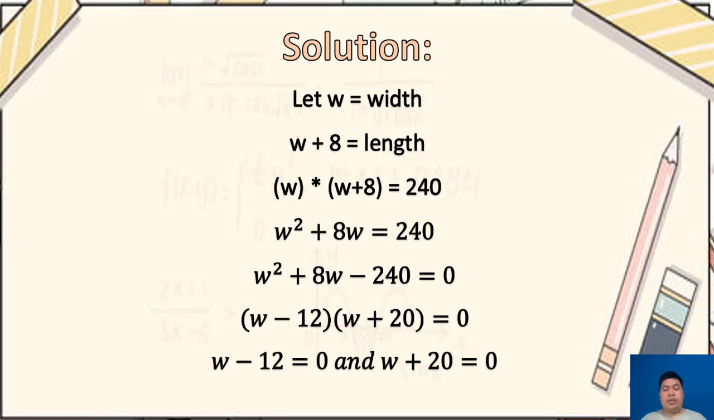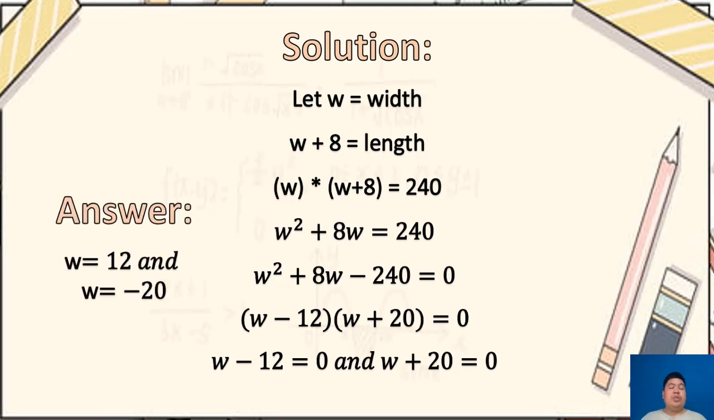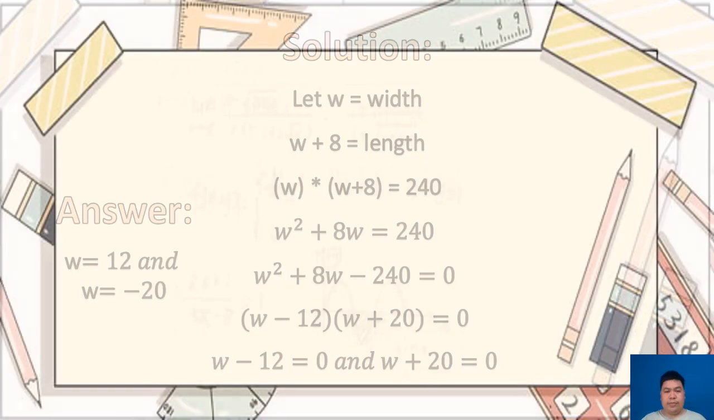So here's our work. W minus 12 is equal to 0 and W plus 20 is equal to 0. Then we will have the answer: W is equal to 12 and W is equal to negative 20. Just remember that we will only use the positive answer. So W is equal to 12. So the width is equal to 12, then the length will be equal to 20. Why 20? 12 plus 8 is equal to 20.